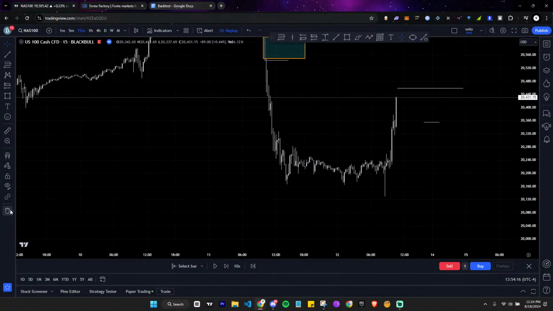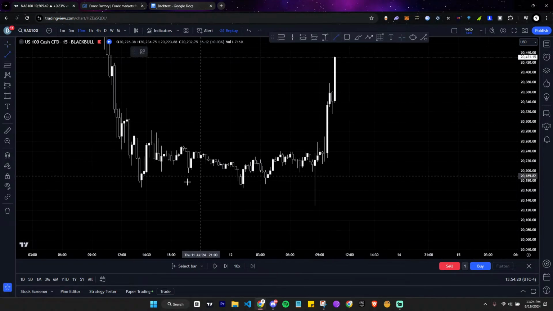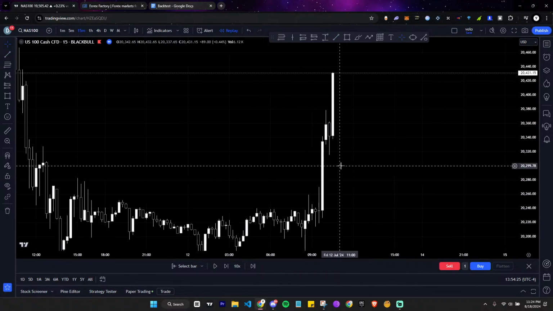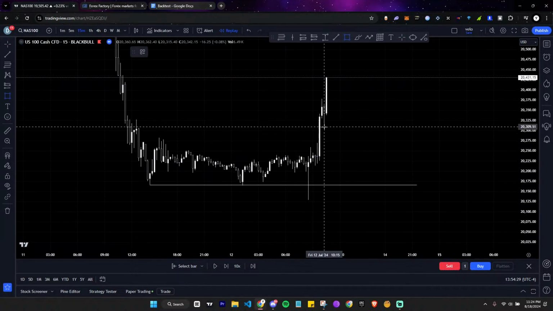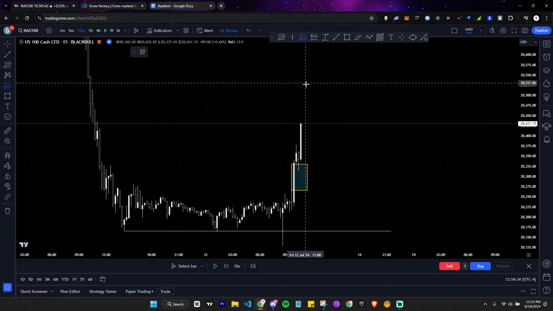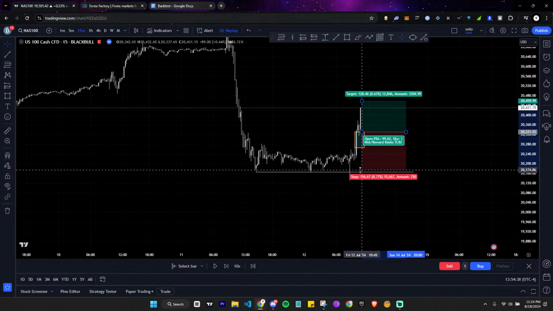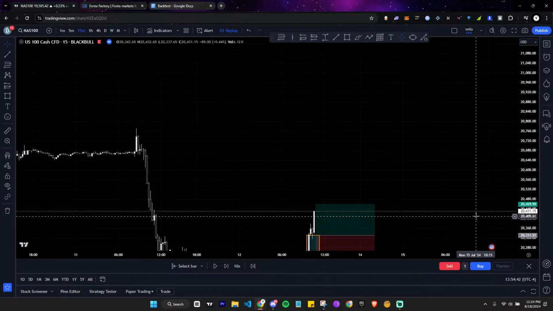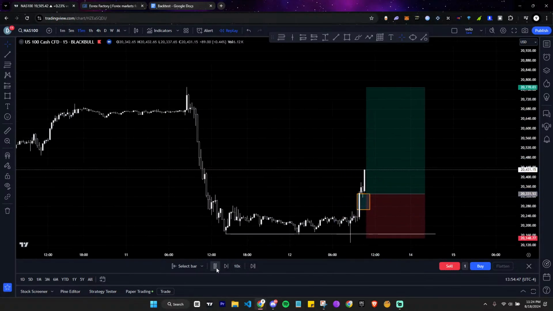Let's look at this in the inverse direction. For instance, we have a manipulation once again. Flip the script, right? Manipulation. Displacement right above. Fair value gap. Taps into it. Taps into it. Boom. What do we see here? I'm going to place my order right here at this low, slightly below this. And let's go for these highs. 2.4.